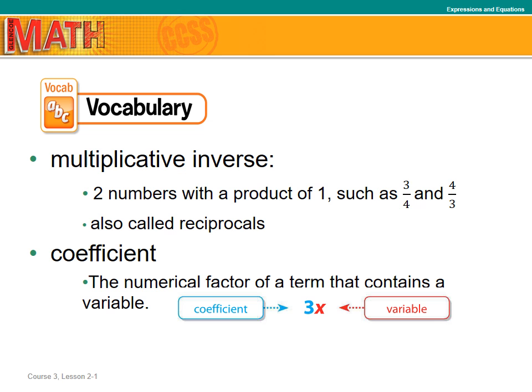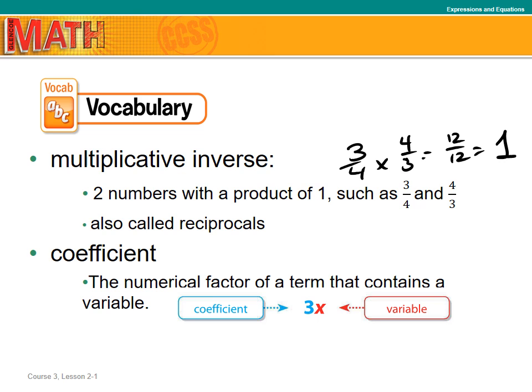Two vocabulary words for this lesson: multiplicative inverse. Multiplicative inverse is two numbers with a product of 1, such as 3/4 and 4/3. So in other words, you take 3/4 times 4/3, you get 12 over 12, which equals 1. So the product of these two fractions is 1. We usually call these reciprocals.